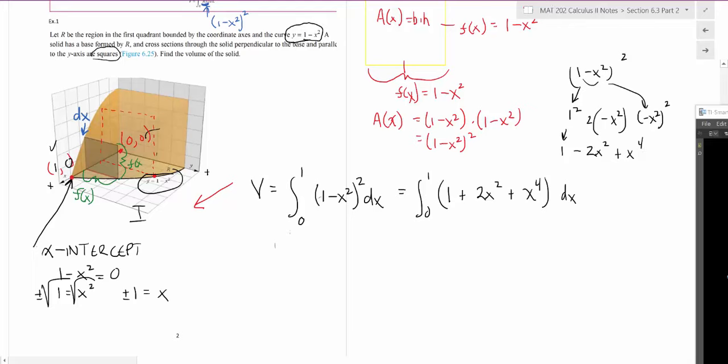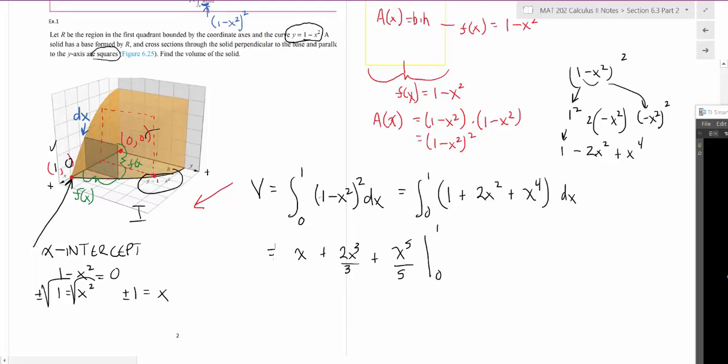Now this is a basic power rule integral, so we can do that. I'm going to go ahead and get the antiderivative. The antiderivative of 1 is x. Then by the power rule, we're going to have minus 2 times x to the 3rd over 3, and then plus x to the 5th over 5. And we're going to evaluate that from 0 to 1.